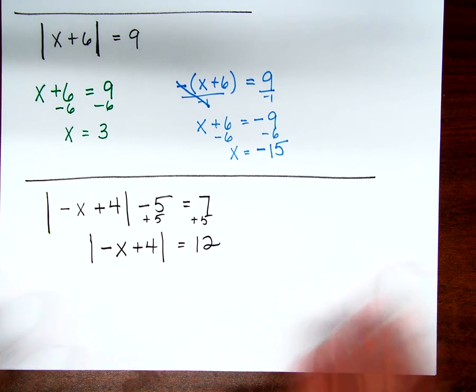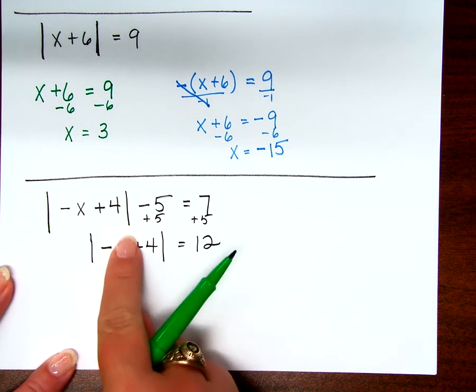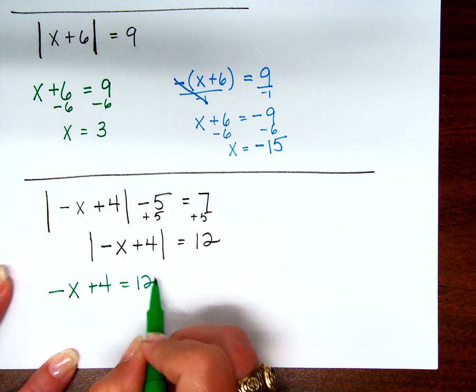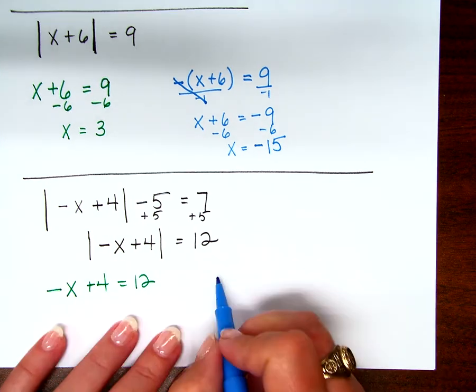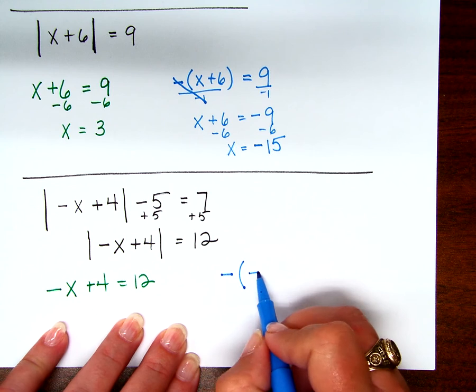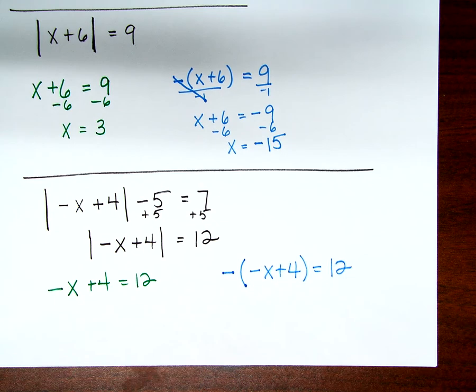2 equations. What's my first equation? Whatever's inside, bring it down. Negative x plus 4 equals 12. What's my second equation? Negative parenthesis, whatever's inside. Does everybody understand how to get both equations? Yes.